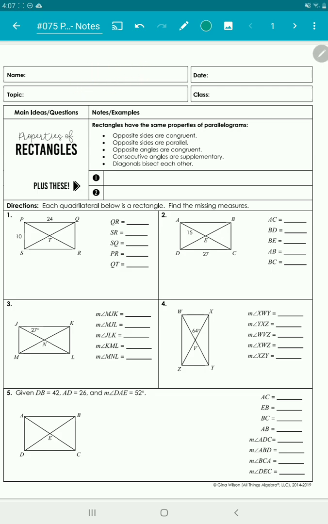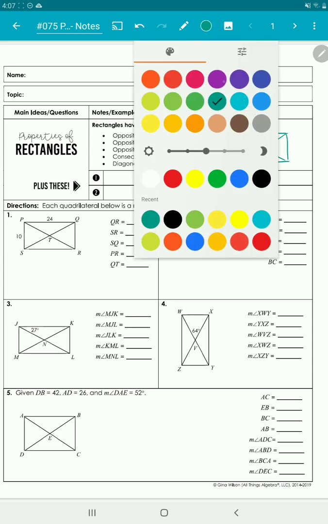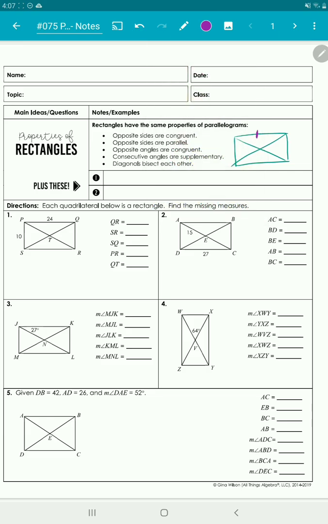So if we're looking at a rectangle over here, let's go ahead and do this. I'm going to color code them. Opposite sides are congruent. So I'll do the purple's the same as the purple. The light blue's the same as the light blue. Okay. Opposite sides are parallel still, like I mentioned.